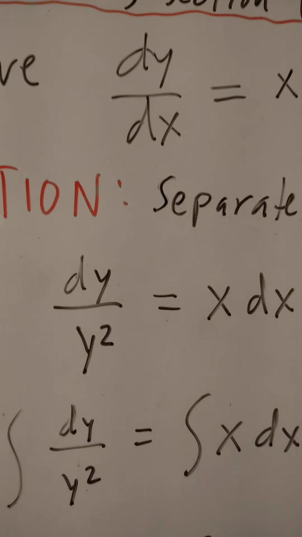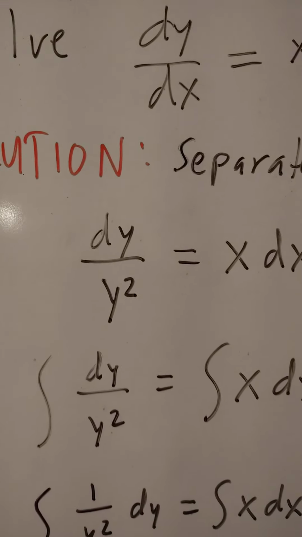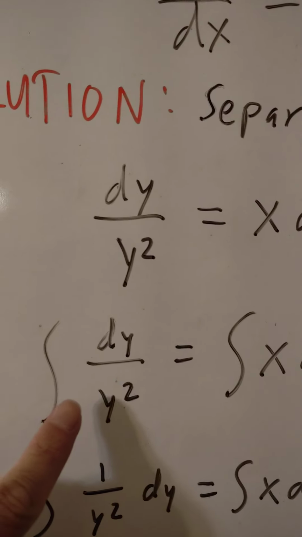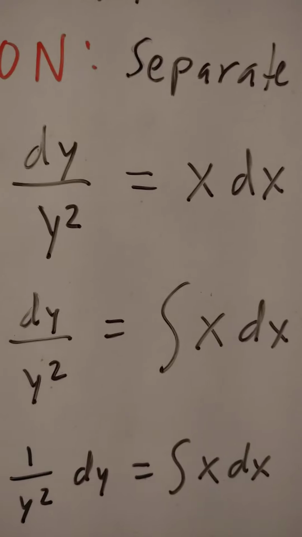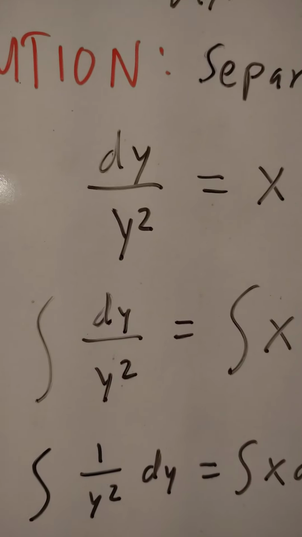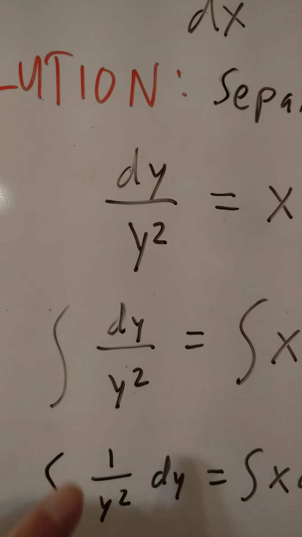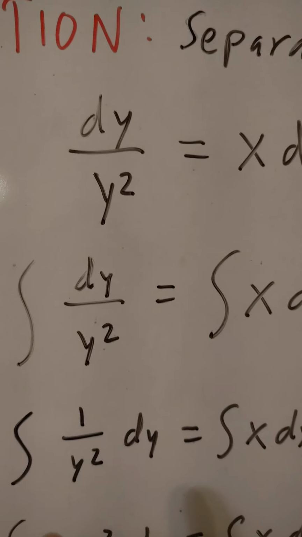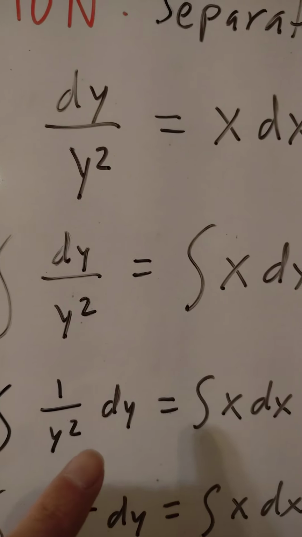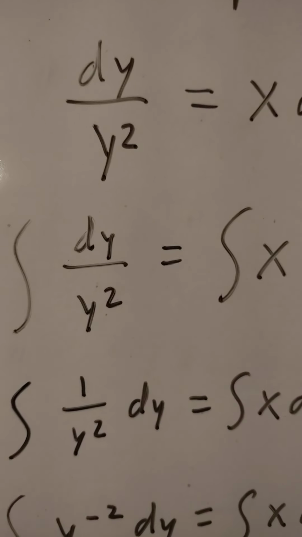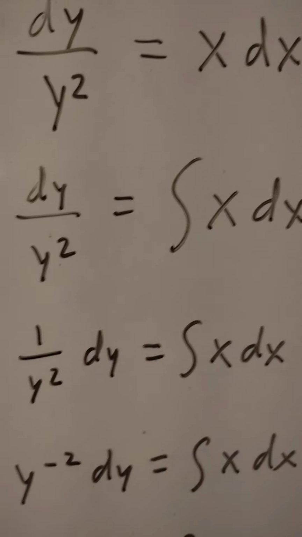So now that the variables are separated, we integrate each side. So I have the integral of dy over y squared equals the integral of x dx. And now to make this more friendly to integrate, I'm going to bring the y squared up. First, I wrote 1 over y squared dy. That's the same thing as saying dy over y squared. And that equals the integral of x dx.